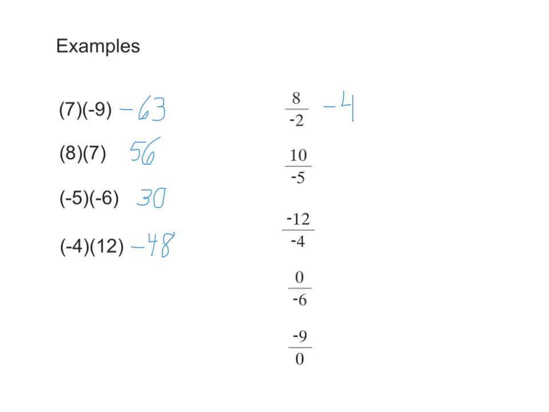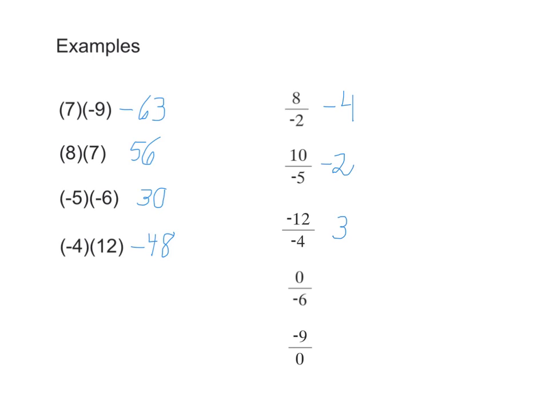The next one is 10 over negative 5, or 10 divided by negative 5. 10 divided by 5 is 2, but since one of them is negative, the answer is negative. Negative 12 divided by negative 4, I know that 12 divided by 4 is 3, and since I have a negative on the top and the bottom, they cancel, and I get a positive 3 answer.